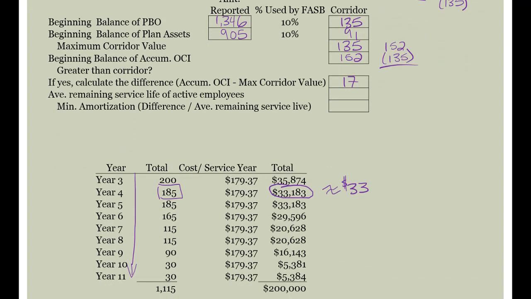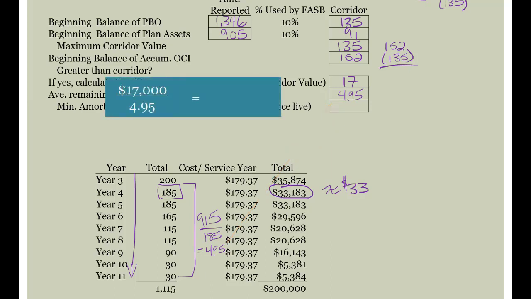To do that, I go back to this table down here, and I'm going to add up the total remaining service life for all of the remaining years. Well, that's year 4 to year 11 now. So 185 plus 185 plus 165, all the way down to year 10, 30, and year 11, 30. If I add that up, from here to here is 915. And I'm going to divide that by the number of employees working for me this year, which is 185. So 915 divided by 185, rounded to 2 decimal places, gives me 4.95. And if I take 17 divided by 4.95, I end up with a value of 3,000, rounded.